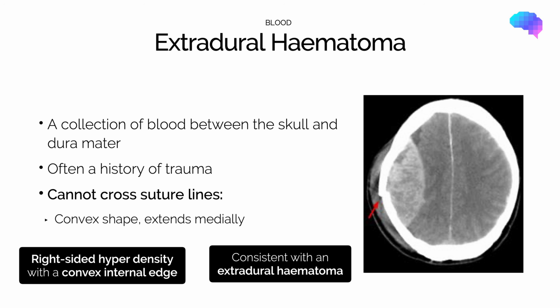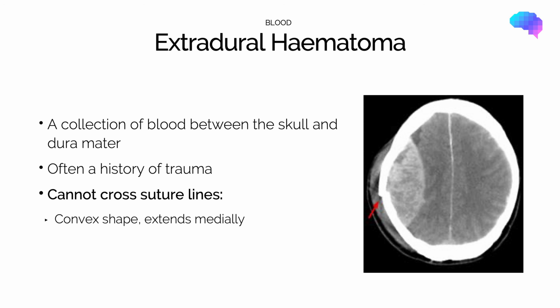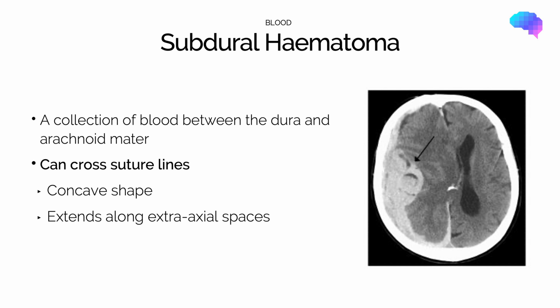Something else to note on this scan is that we can also see the red arrow pointing towards some hemorrhage outside of the skull, which is essentially just hematoma of the soft tissues overlying the skull and is known as a subgaleal hematoma.